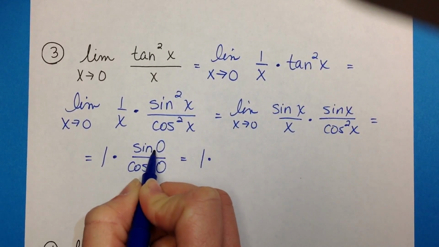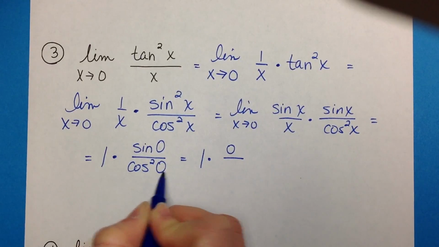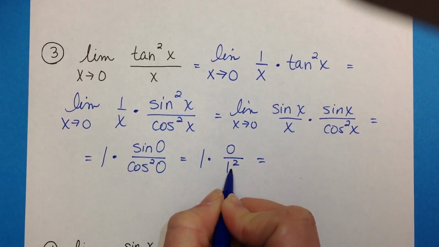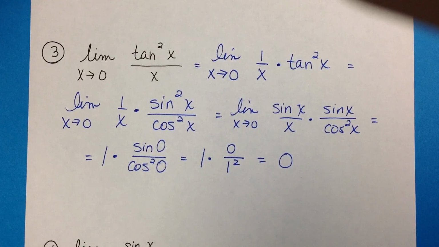Now, sine of 0 is 0. Cosine of 0 is 1. Of course, that's just the same thing as 0, so 1 times 0 just gives us 0. Okay, so you had to use your identity there and a little bit of manipulating your problems. All right, next one.